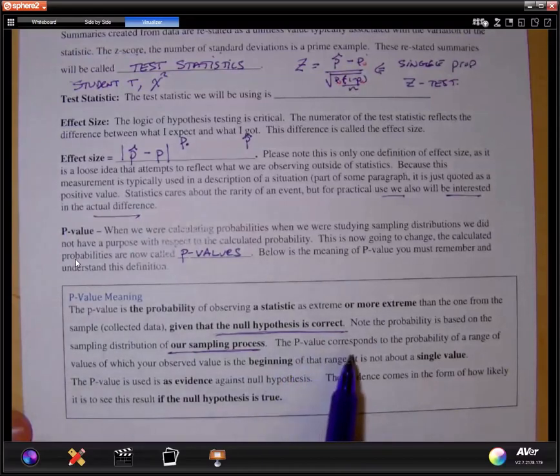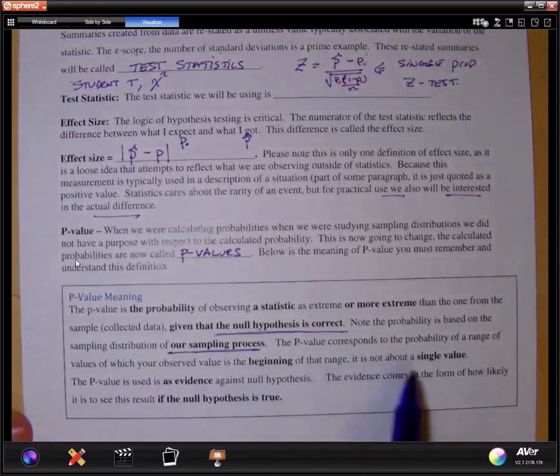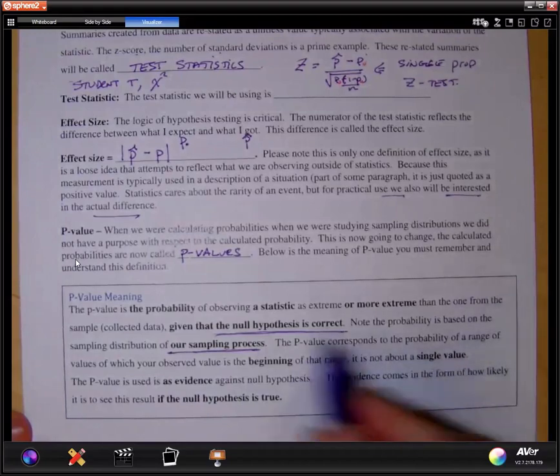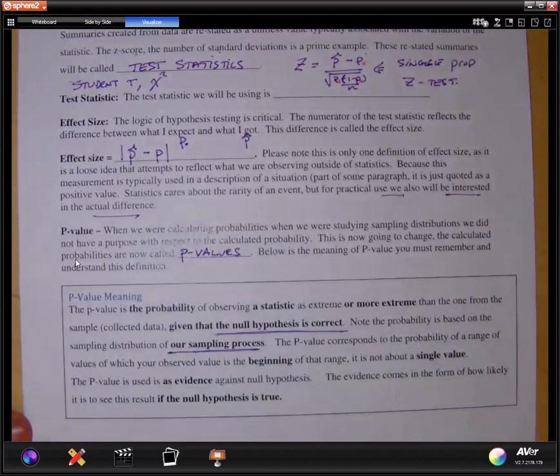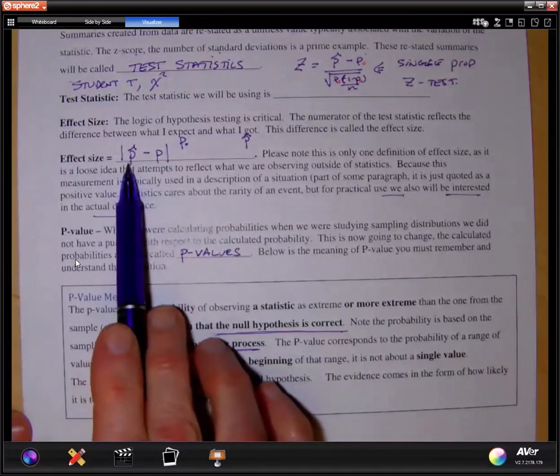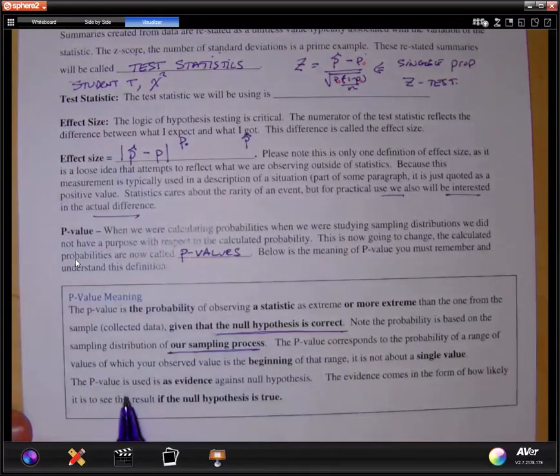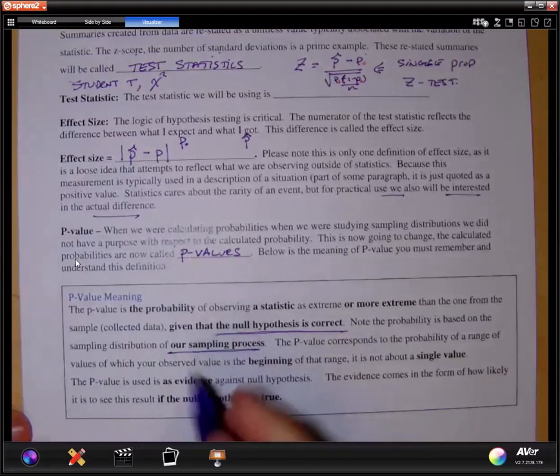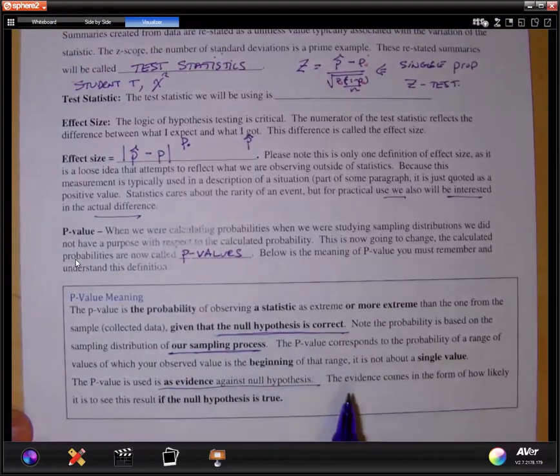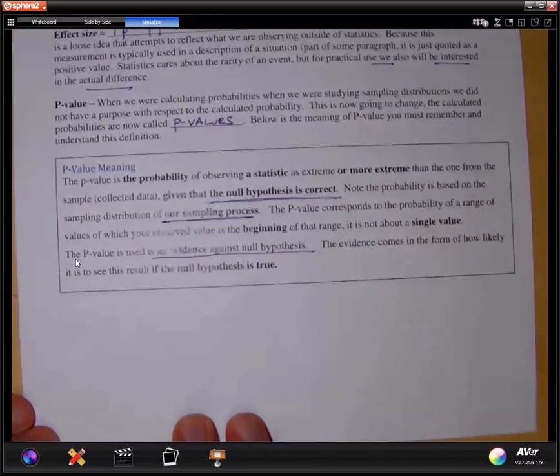The p-value corresponds to the probability of a range of values, of which your observed value is the beginning of that range. It is not about that single value. So this value that we get, this p hat, the probability is not about that value, but it is about the cutoff using that value. The p-value is used as evidence against the null hypothesis. The evidence comes in the form of how likely it is to see this result if the null hypothesis is correct. So now let me draw some pictures to make all this more clear.